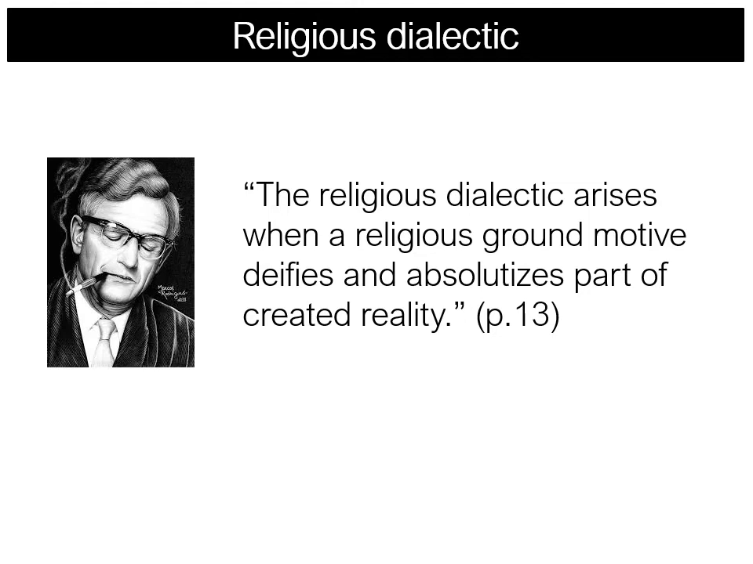So Dooyeweerd on page 13 says the religious dialectic arises when a religious ground motive deifies and absolutizes part of created reality. This absolutization calls forth within a necessity the correlates of what has been absolutized. That is, the absolutization of something relative simultaneously absolutizes the opposite or counterpart of what is relative, since one relative part of creation is necessarily related to the other. I'll let you read on a little bit, but it does come across very abstract, so it's perhaps helpful to give an example that Dooyeweerd will develop later.